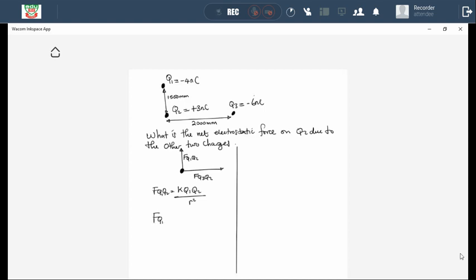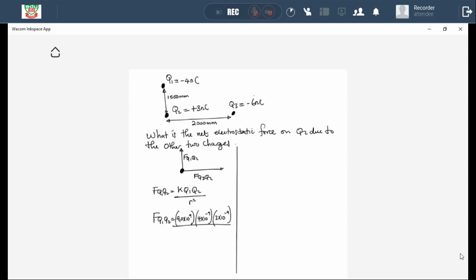So my F Q1Q2 is equal to k, which is the constant, 9.0 times 10 to the power 9. You close. Q1 is 4 times 10 to the power minus 9, because it's nanocoulomb. Right. And my Q2 is 3 times 10 to the power minus 9. You close. Everything divided by my distance between Q1 and Q2.